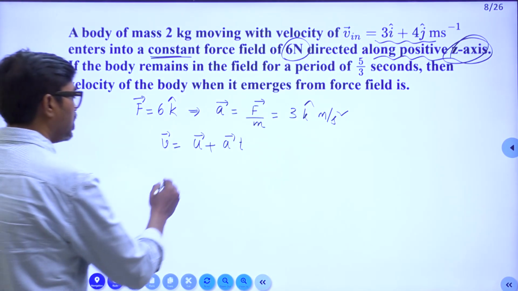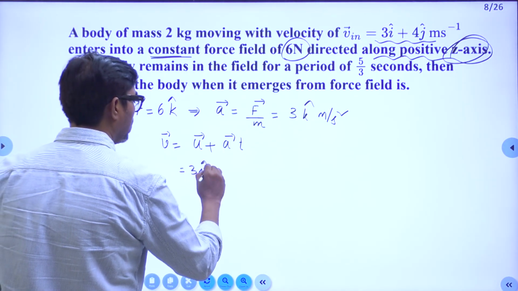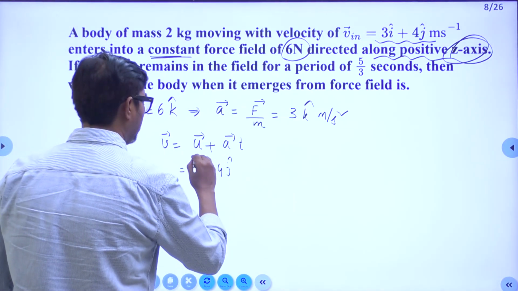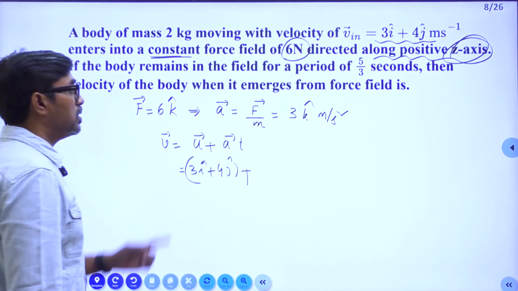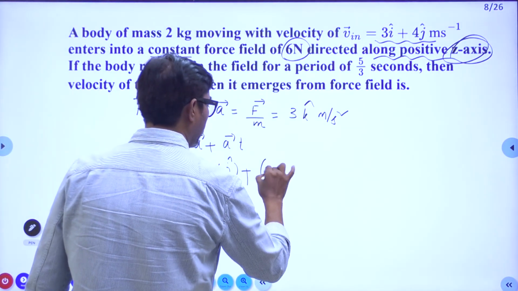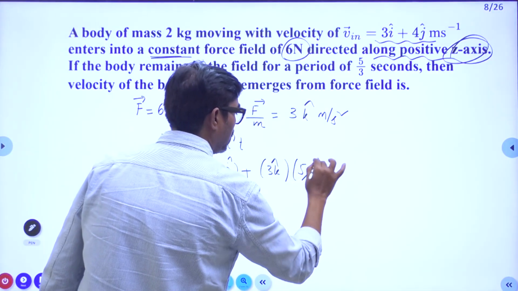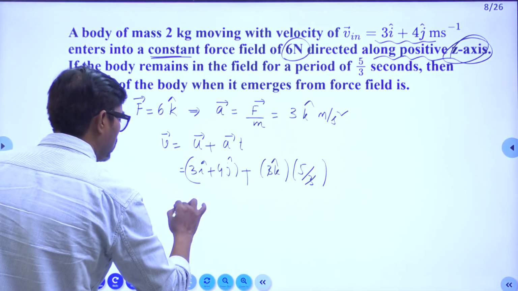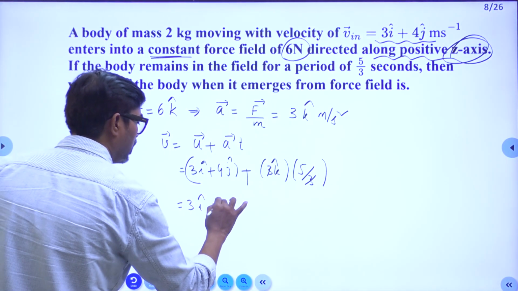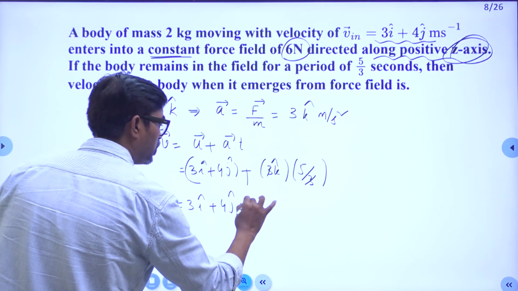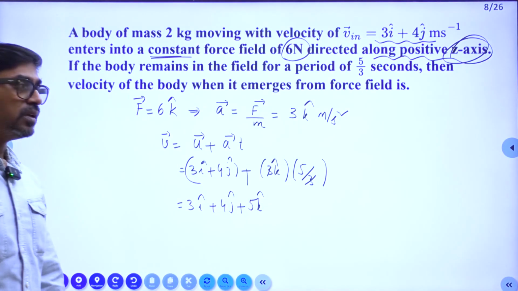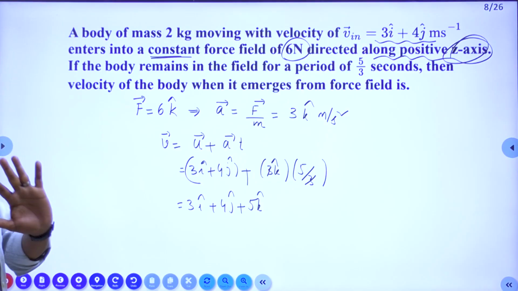Initial velocity is 3 i cap plus 4 j cap, and acceleration is 3 k cap into the time interval they gave, 5/3 seconds. So you see 3 gets cancelled out, and you will get a nice 3, 4, 5: 3 i cap plus 4 j cap plus 5 k cap. That's the final velocity. And they're just asking for the magnitude, I think, right?